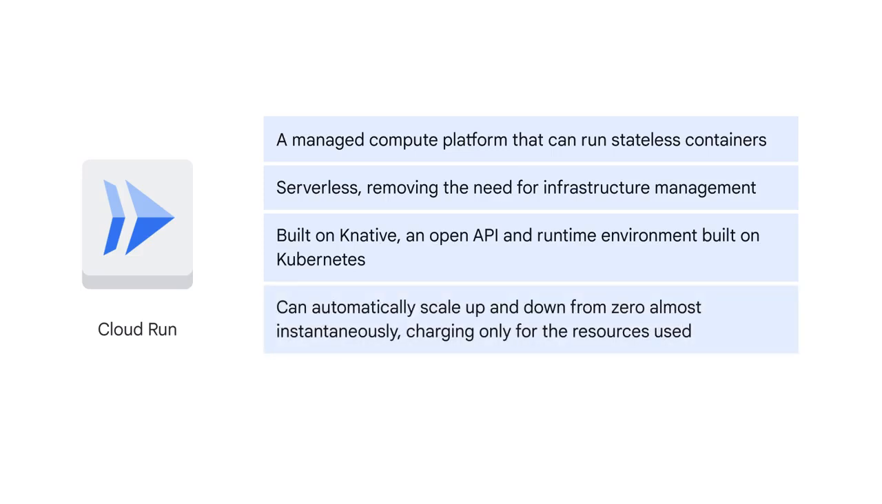Cloud Run is fast. It can automatically scale up and down from zero almost instantaneously. And it charges you only for the resources you use, calculated down to the nearest 100 milliseconds. So you'll never pay for your over-provisioned resources.